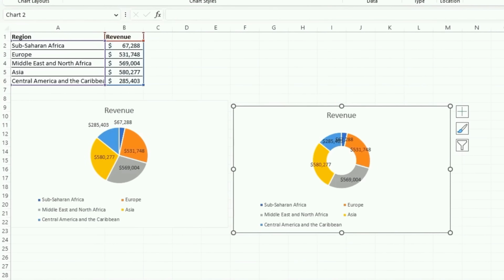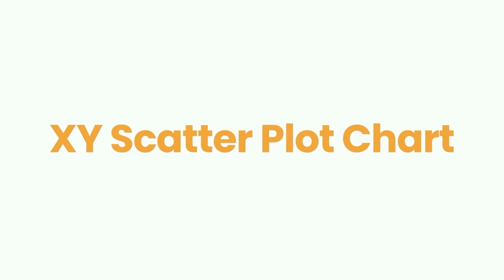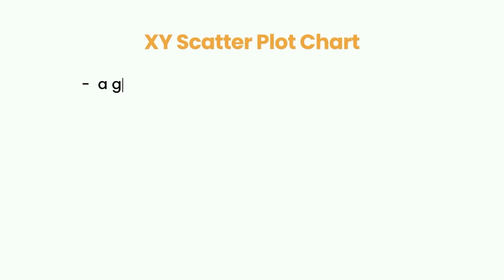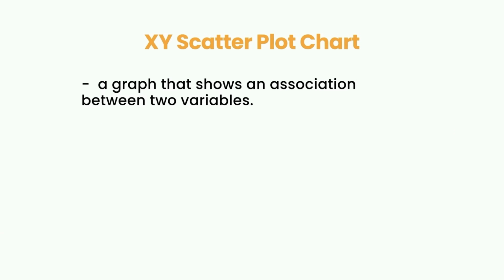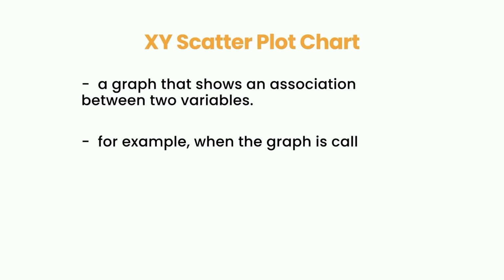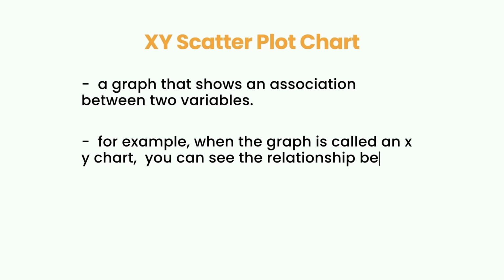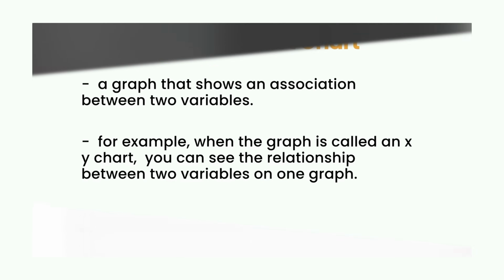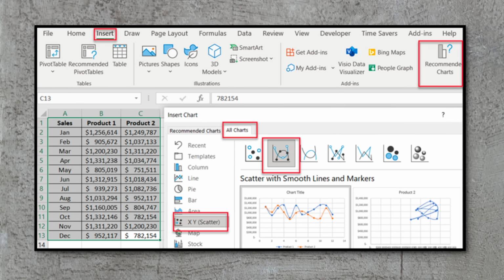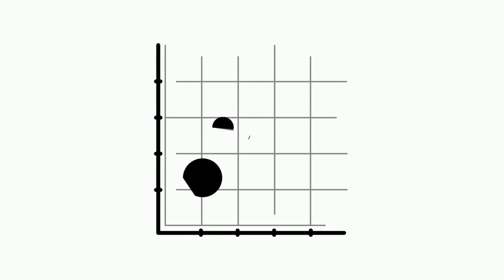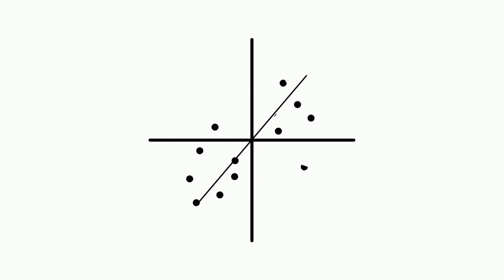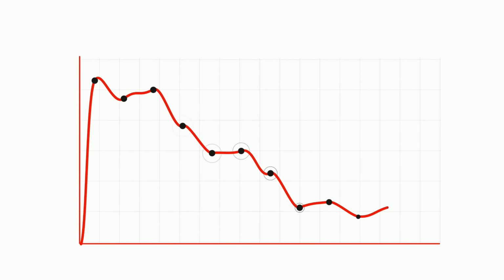Press OK. Now let's try to understand XY scatter plot chart. The scatter plot chart is a graph that shows an association between two variables. For example, when the graph is called an XY chart, you can see the relationship between two variables on one graph. One variable can be plotted on the x-axis, the other one can be plotted on y-axis. The scatter plot can show whether there is a correlation between two variables. It also shows how strong the correlation might be, making it easier for readers to understand what they're looking at.